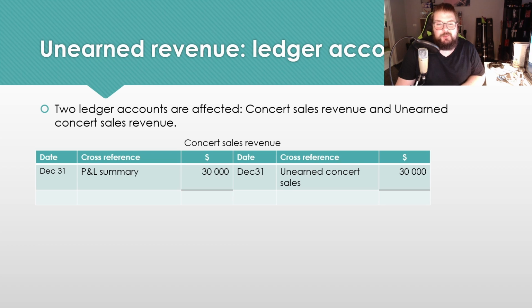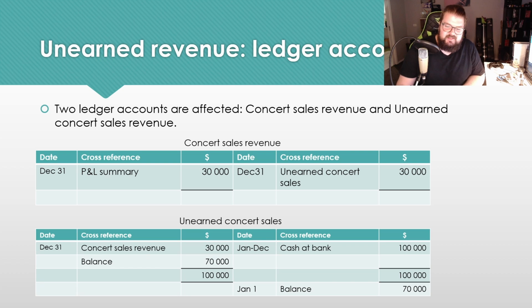You can see that our revenue account has closed off $30,000 to the P&L summary. And you can see that there is still $70,000 sitting there as a balance in our current liabilities.